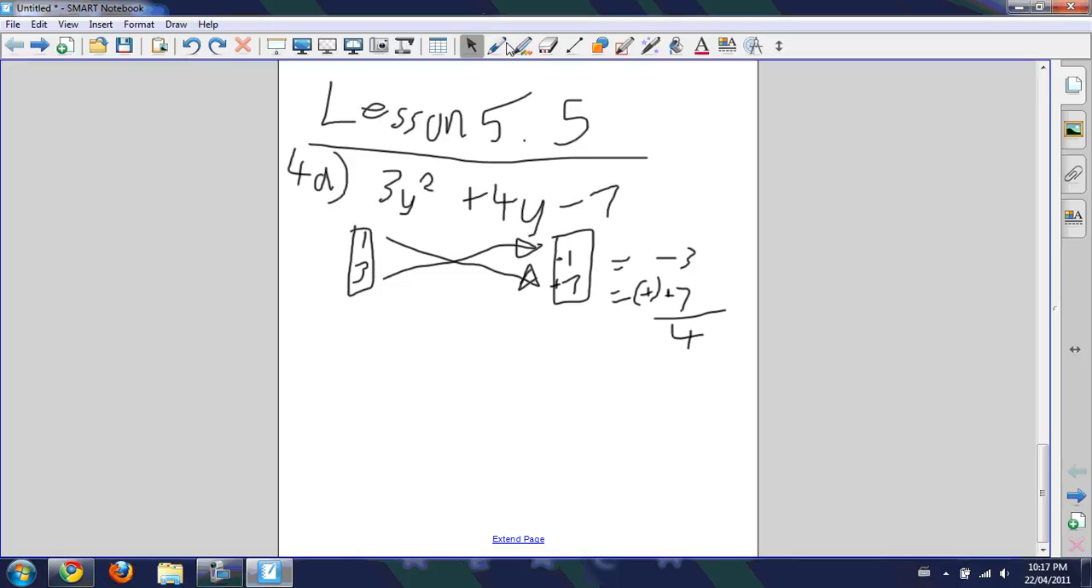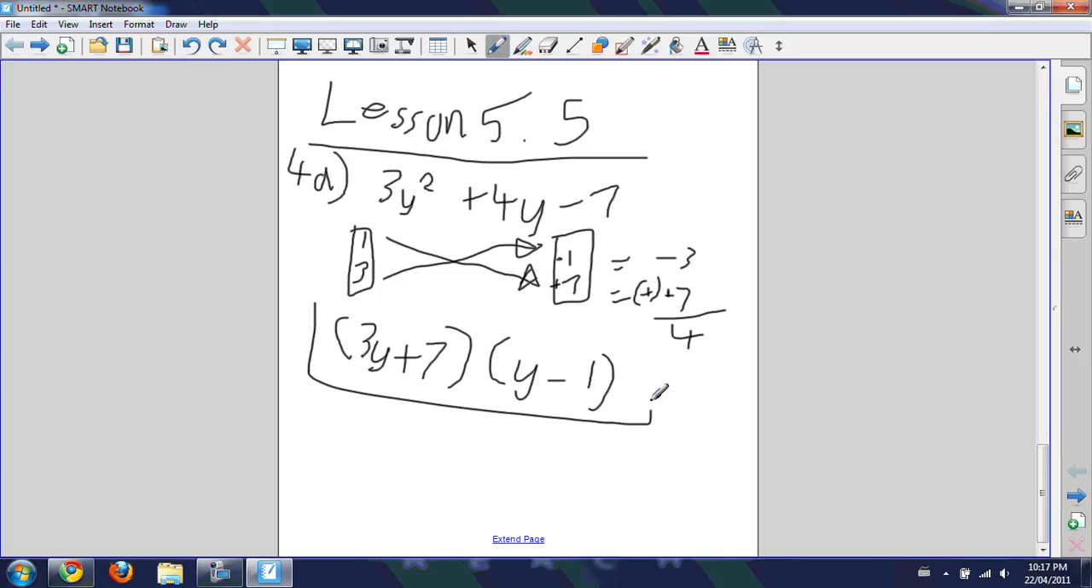So as I said, the equation would be 3y plus 7, and there'll be y minus 1. So the final answer would be that, and I did that because 3 is opposite to 7 and 1 is opposite to -1 in the way we multiplied.